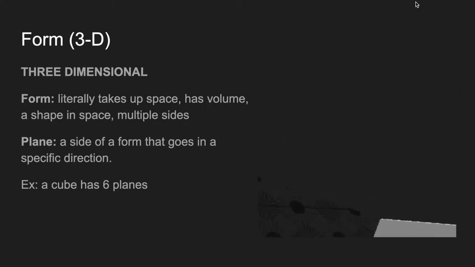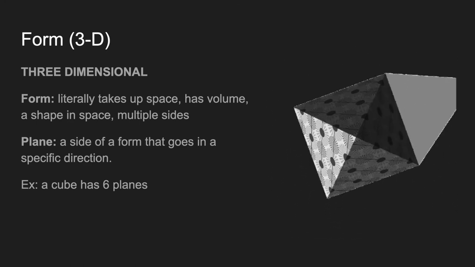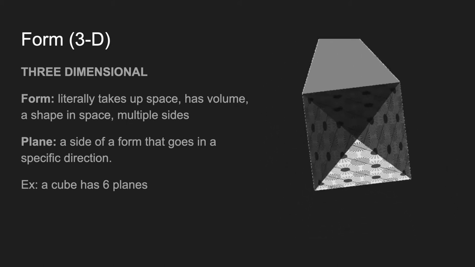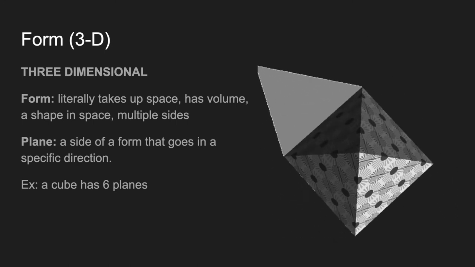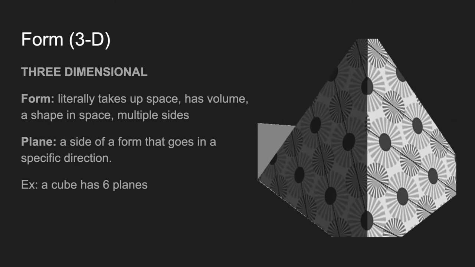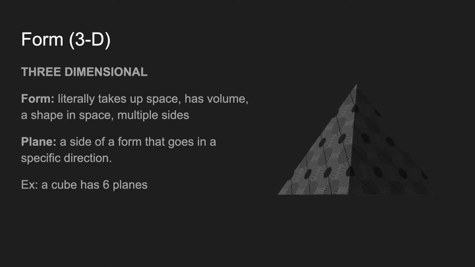Forms are 3D. A form literally takes up space, has volume, and you can think about it as a shape in space. So it has multiple sides. In this example, I have made a pyramid, and a pyramid is a 3D version of a triangle, which is the 2D shape.